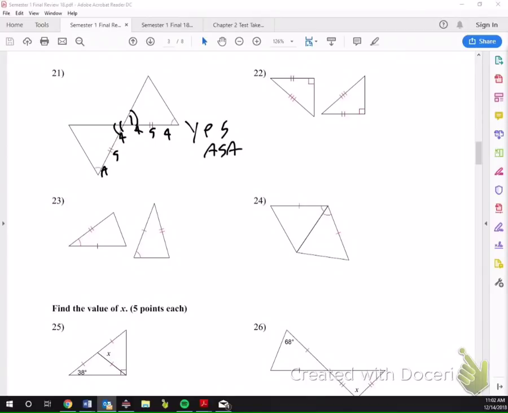22. Okay, so we have one angle and two sides. Well, normally we can't go side, side, angle, and angle, side, angle would require us to have the angle in between the two sides, but then we remember that we have hypotenuse leg. Now, whenever you see a right angle, you should immediately check for hypotenuse leg congruency.